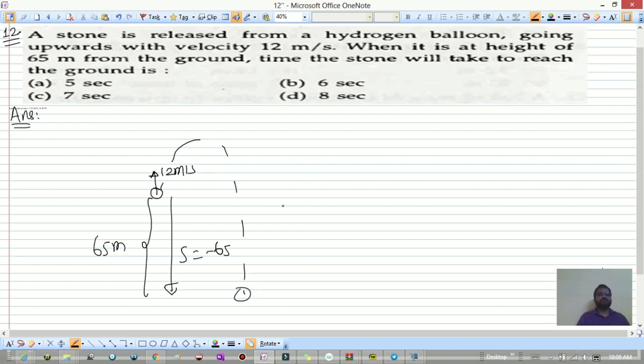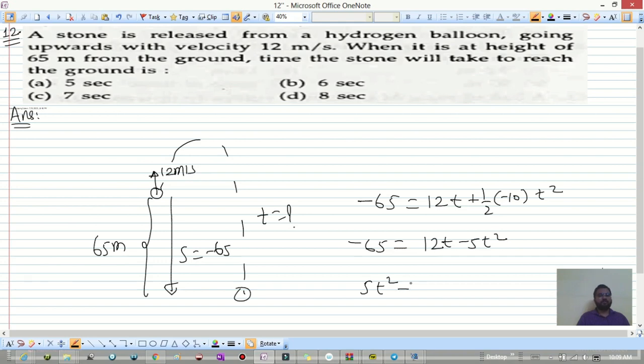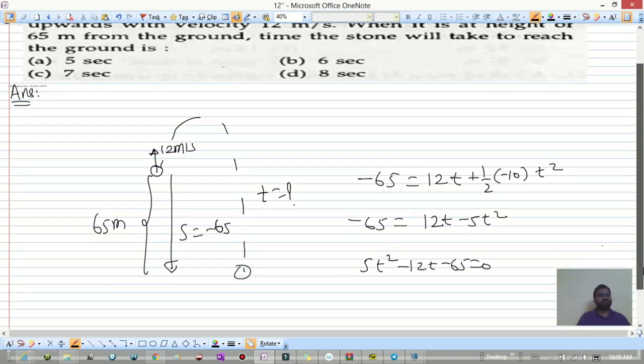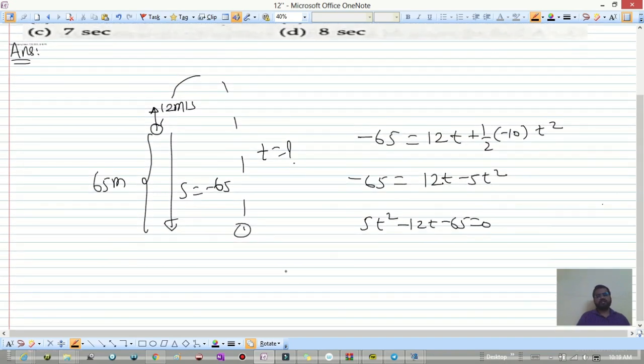Time, that is what we want. T is equal to what? So S is equal to ut plus half at squared: minus 65 is equal to u is 12t plus half a, a is minus 10, into t squared. So if you just solve this, minus 65 is equal to 12t minus 5t squared. So 5t squared minus 12t minus 65 is equal to 0. So now we can have time as t1, t2 is equal to minus b, that is minus 12, plus or minus square root of b squared minus 4ac, 20 into minus 65 is plus, divided by 2a, so that is 10.